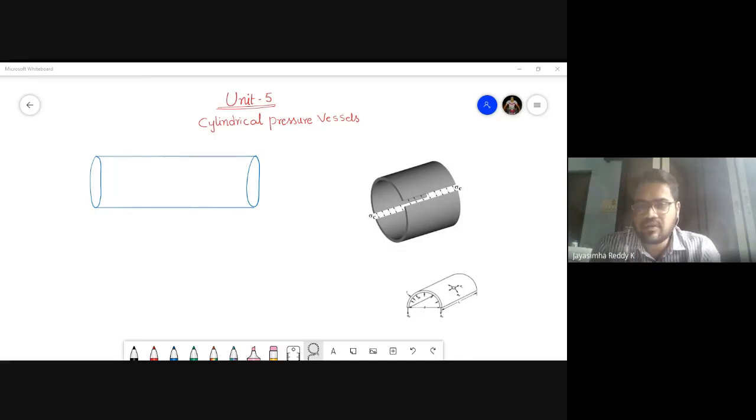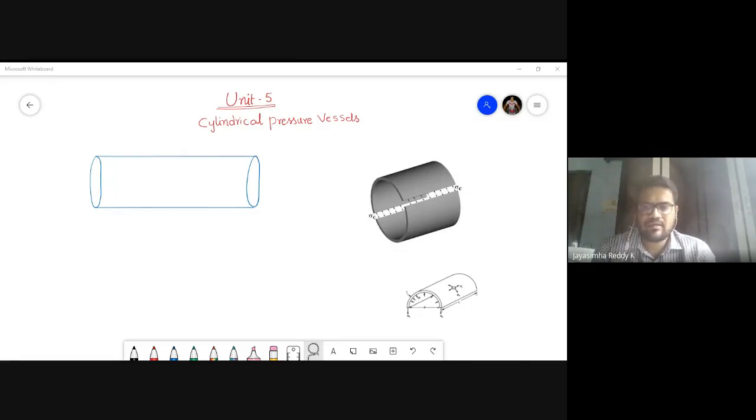All right, students. A very good afternoon. We'll be starting unit number 5 in this class today. So unit number 5 comprises cylindrical pressure vessels, columns, and combined stresses. Okay, we'll start with the first half of unit number 5, that is cylindrical pressure vessels.